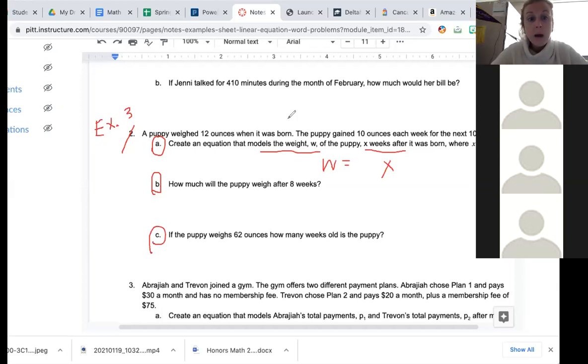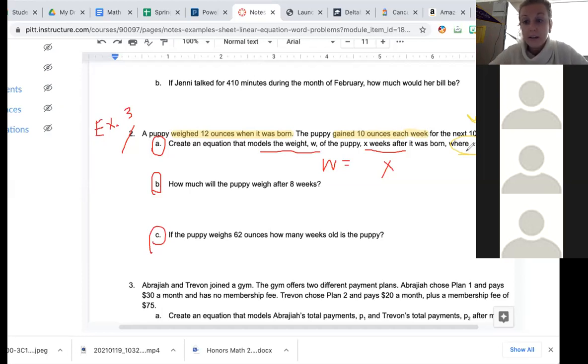So if I go back up to my problem and I start highlighting, it says a puppy weighed 12 ounces when it was born. Then it gained 10 ounces every week. And then I want y'all to look at this last part. For the next 10 weeks. So when did they stop weighing the puppy? 10 weeks. After 10 weeks. And that's why this is here. It's just there to tell you after 10 weeks they quit weighing their puppy. Probably because their puppy started getting too big.